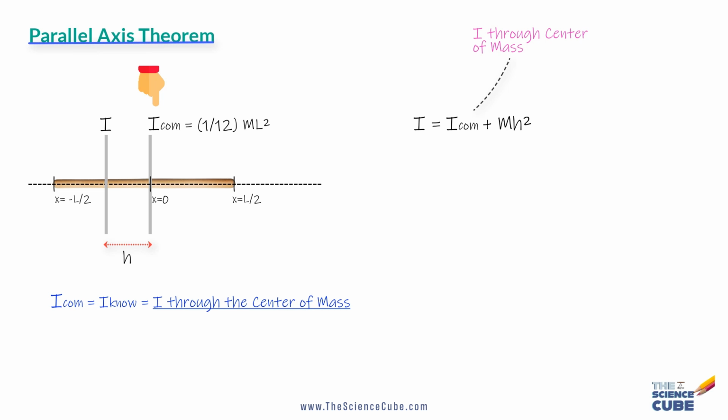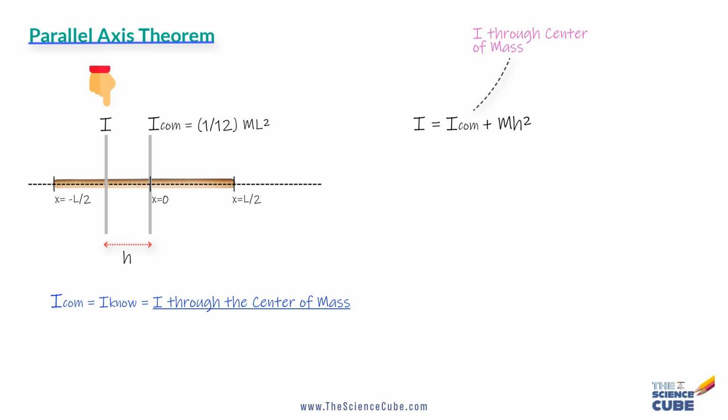So you see, the condition is that the axis about which you wish to find I should be parallel to the axis about which I is already known. And if you want a proof of this theorem, I have given it in the description below.